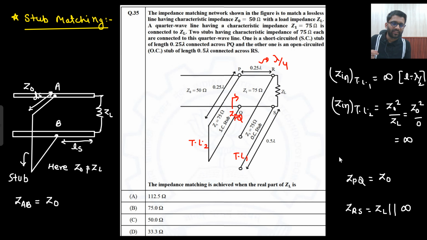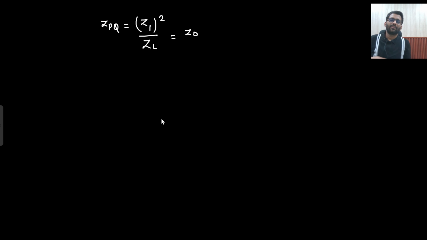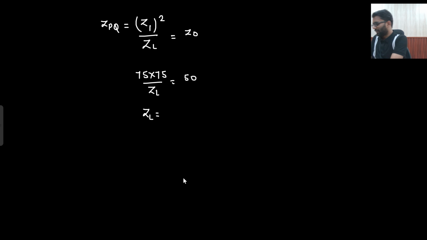Here also I should not write Z naught for the line, because this is not your Z naught. This is because of the stub we are writing, and because of the stub it is Z1. Okay. So Z1 value is 75. So 75 into 75 divided by ZL is equal to 50. So the value of ZL is 75 into 75 divided by 50, which is 112.5.